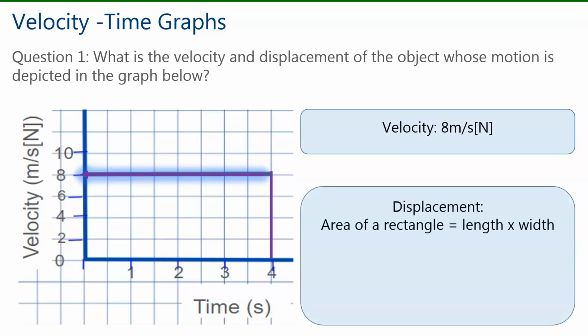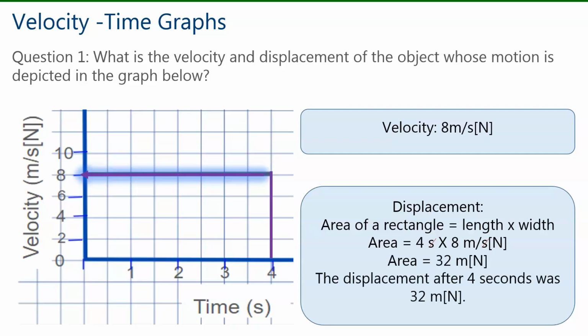So area of a rectangle, the formula is length times width. The length of our rectangle is 4 seconds. Times the width of our rectangle is 8 meters per second north. Seconds cancel out, and that gives us an area of 32 meters north. The displacement after 4 seconds was 32 meters north.